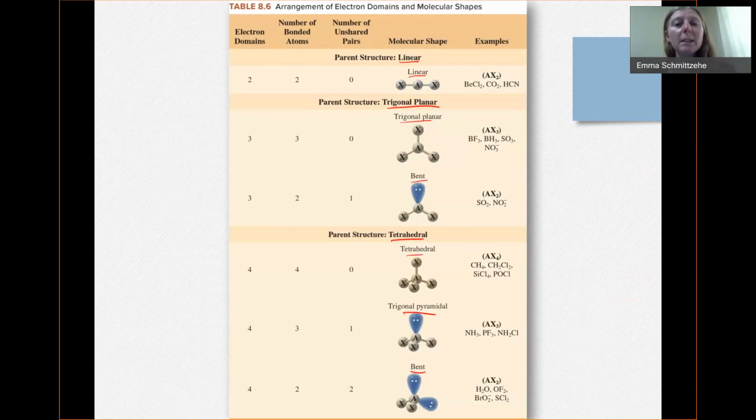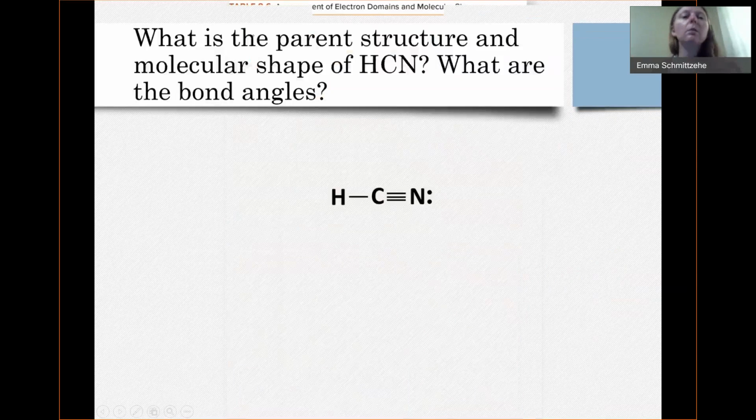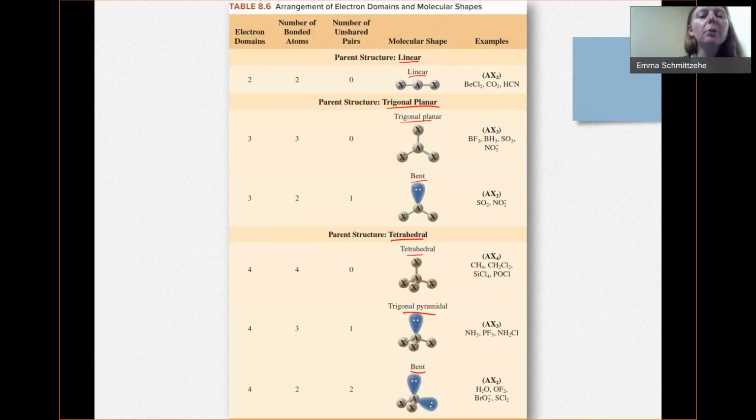And that's all based on how many electron domains, right? The number of electron domains links to the parent structure. So for linear, it's always 2, for trigonal planar, it's always 3, and for tetrahedral, it's always 4. And then they've got here the number of bonded atoms and then the number of unshared pairs.